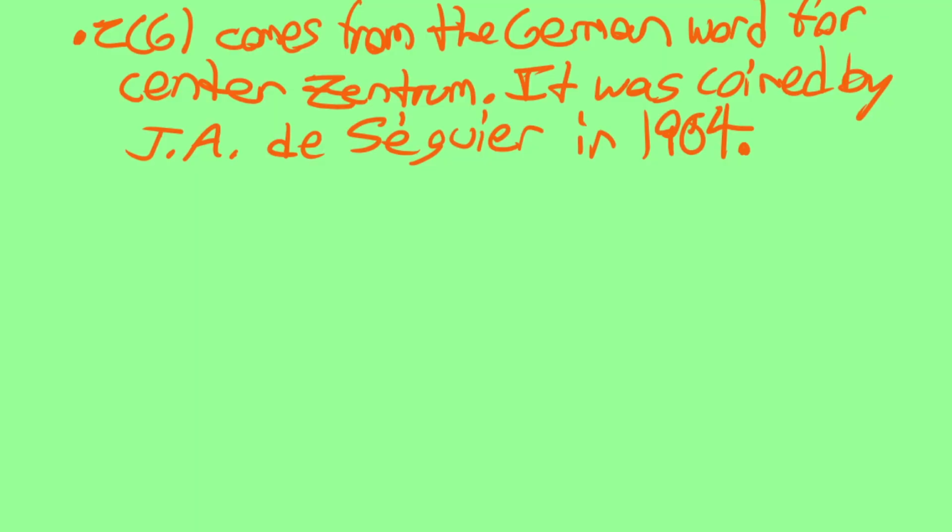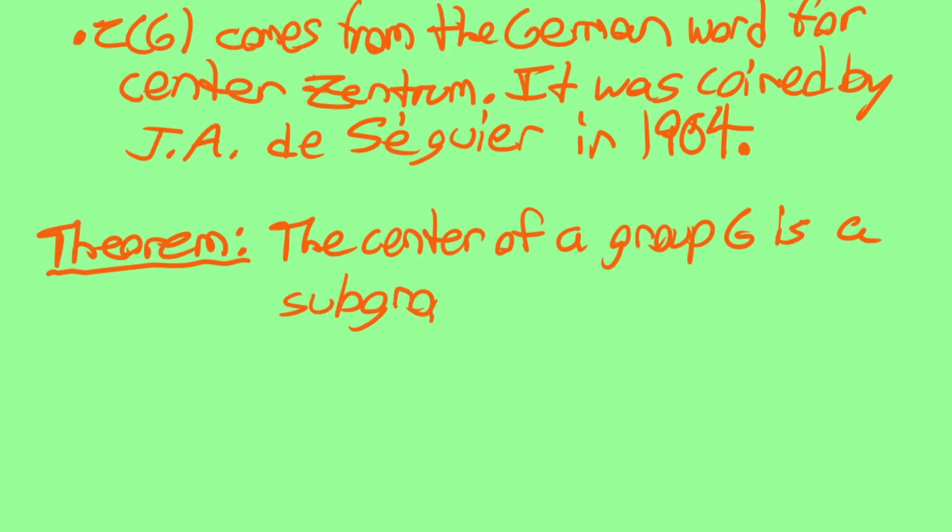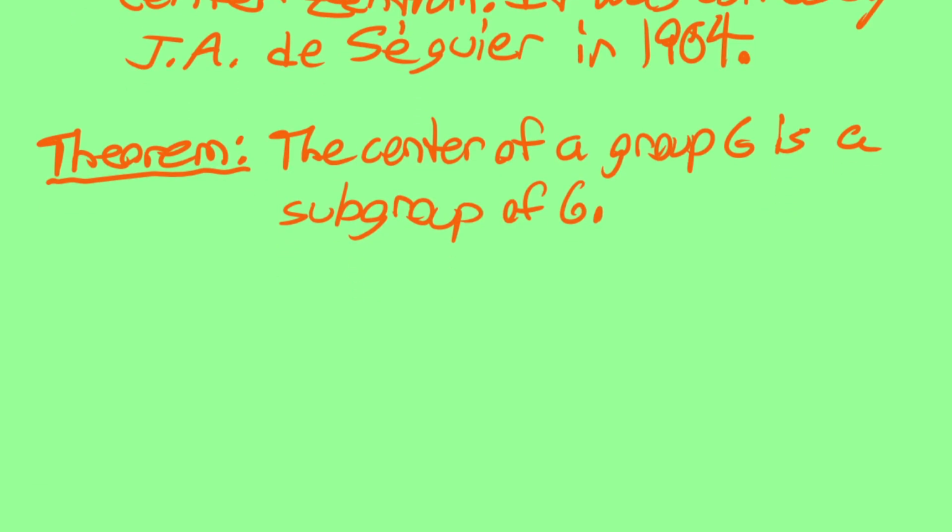So let's look at the theorem and proof for the center of a group. So the center of a group G is a subgroup of G. Or excuse me, this is a theorem that comes from the definition of centers, and we're going to prove that it's a subgroup. So let's take a look at what our proof strategy will be.